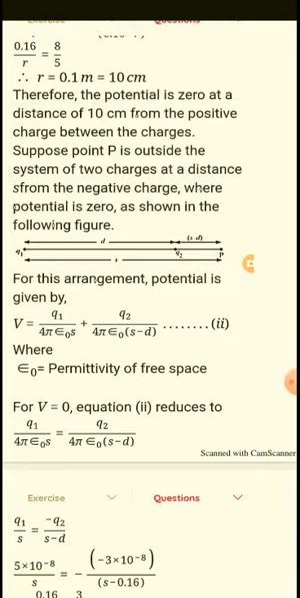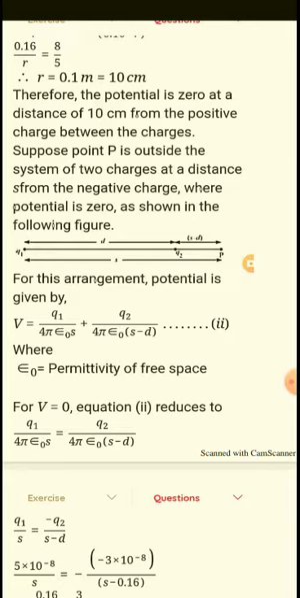Instead of keeping the point in the middle, if the point P is outside of the two charges, what will be the distance? We have to find what the distance will be. See the diagram. Instead of keeping the point P in between the two charges, the point P is outside of the two charges, at one end. So P, Q1 and Q2.